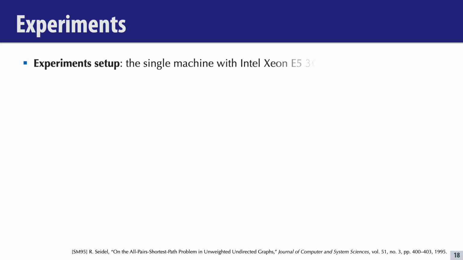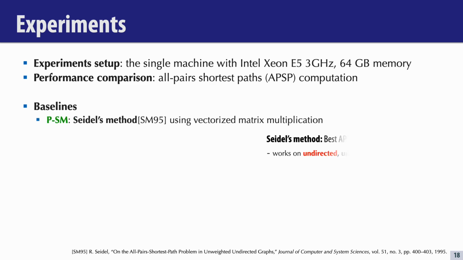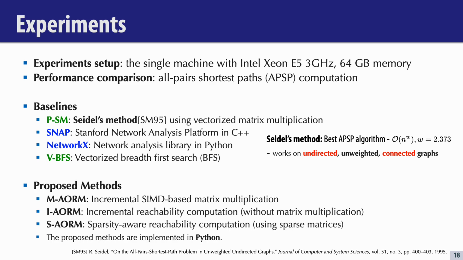Now, let me explain the experimental results of our research. In our experiment, we conduct comprehensive experiments on synthetic networks and real networks. All experiments are conducted on a single computer to evaluate APSP computation performance. We conducted performance comparison with the following 4 baseline methods, including popular network analysis libraries such as SNAP and NetworkX. In terms of time complexity, the Seidel method is the best APSP algorithm that works on undirected, unweighted, connected graphs. We perform the APSP performance comparison of our three algorithms, MAORM, IAORM, and SAORM, against the four baselines.